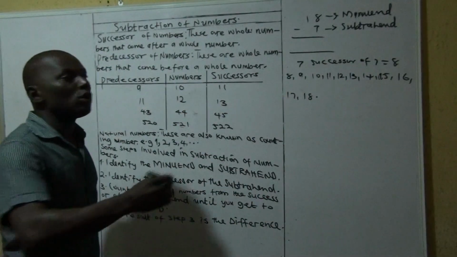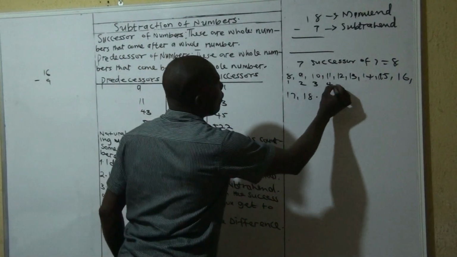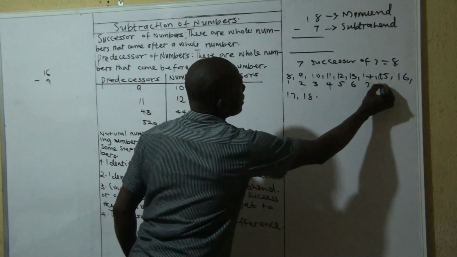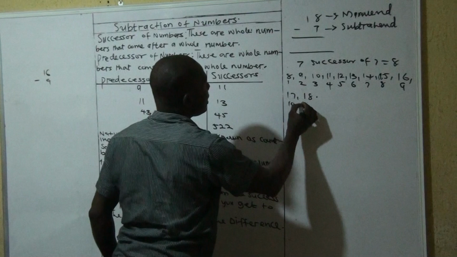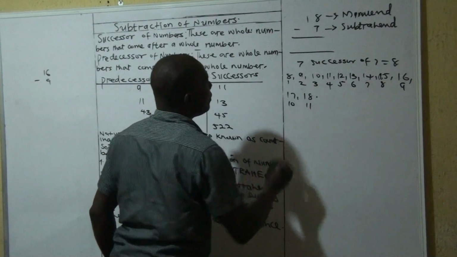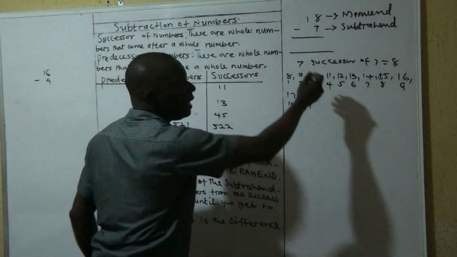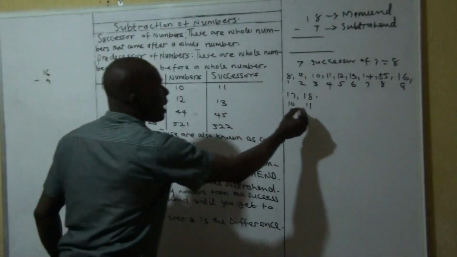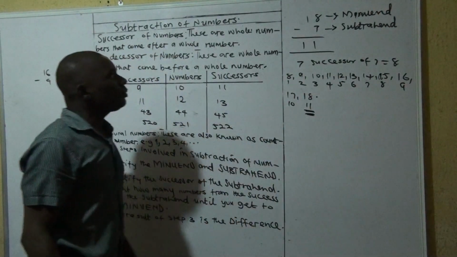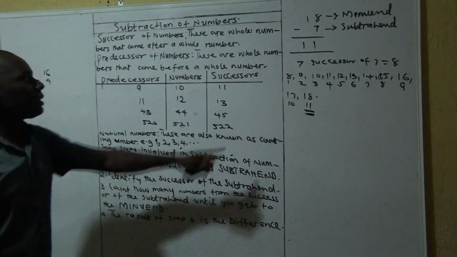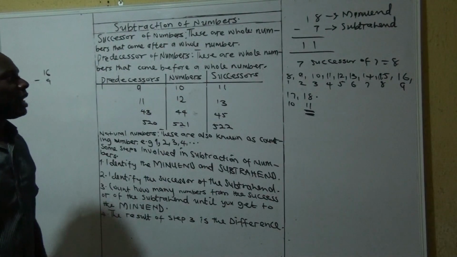So now what you need to do, you want to get your answer. Now you say 1, 2, 3, 4, 5, 6, 7, 8, 9, 10, and 11. So it means our answer is 11. The number that falls under this place is your answer. So here now we can say our answer is 11. Okay, that is one way we can do it.